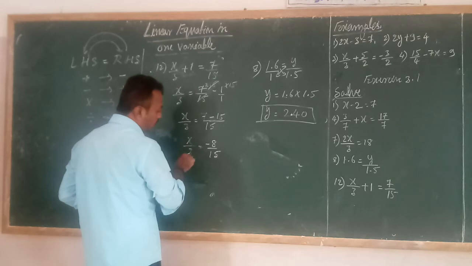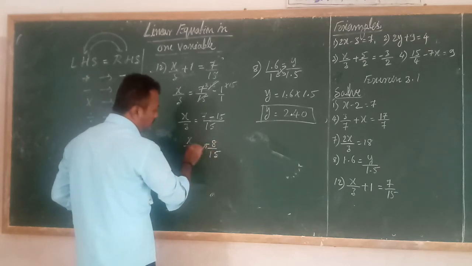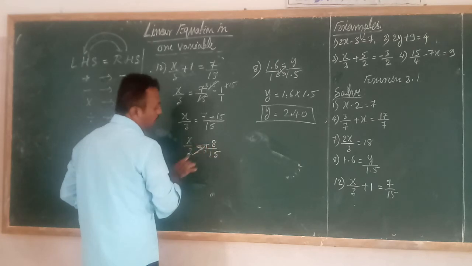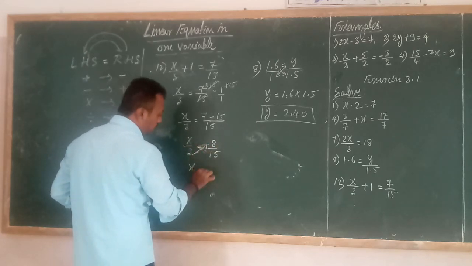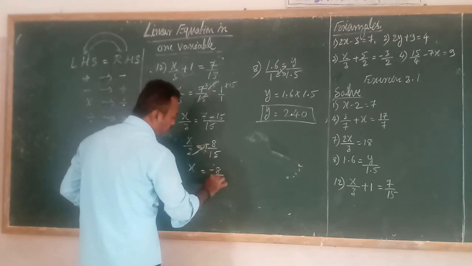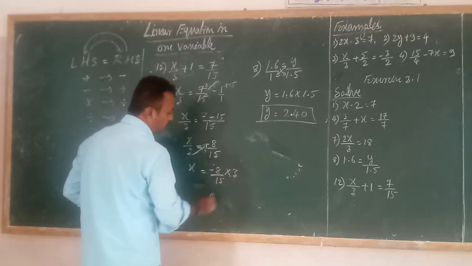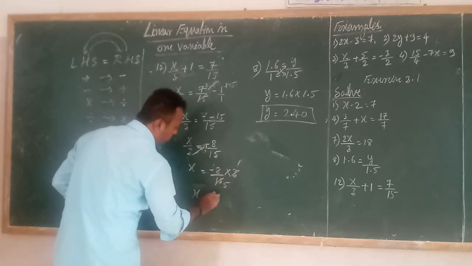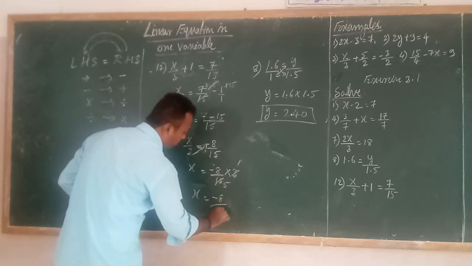So now you have to cross multiply that. You have to send only the 3 to the RHS. Okay, I will write x as it is, minus 8 by 15. So if it comes to the RHS it becomes into 3. So 3 ones are 3, 5 is up, therefore x is equal to minus 8 by 5.